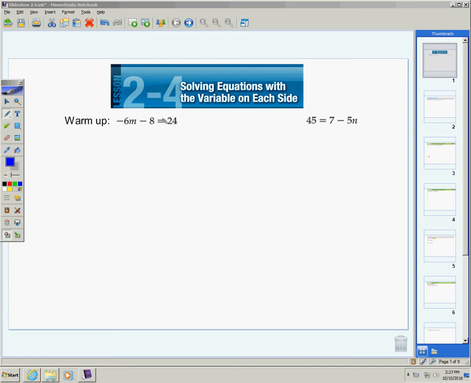So for the warm-up, go ahead and try these two multi-step equations. I'll let you pause the video here. And now that you've done both of those, I'm just going to go over the work. What we do first is add 8 on each side. So I get negative 6m equals 32.